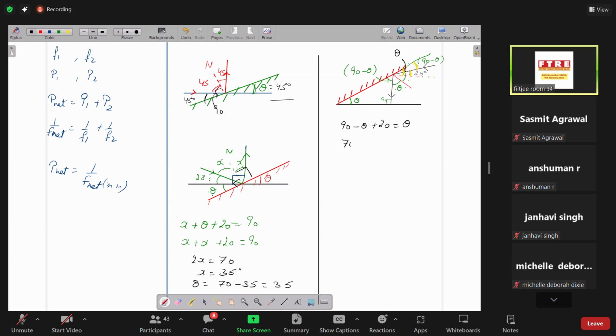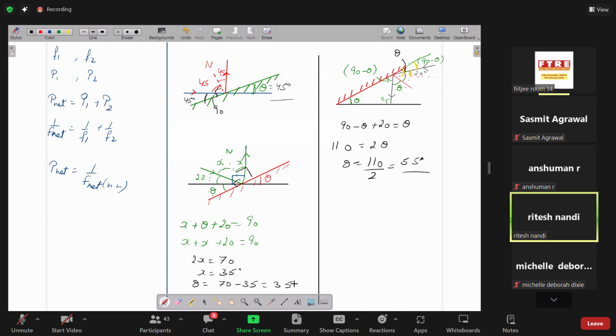So it should be 70 equals to, adding this, 110 equals 2 theta. So theta comes out to be 110 upon 2, that means 55 degrees.